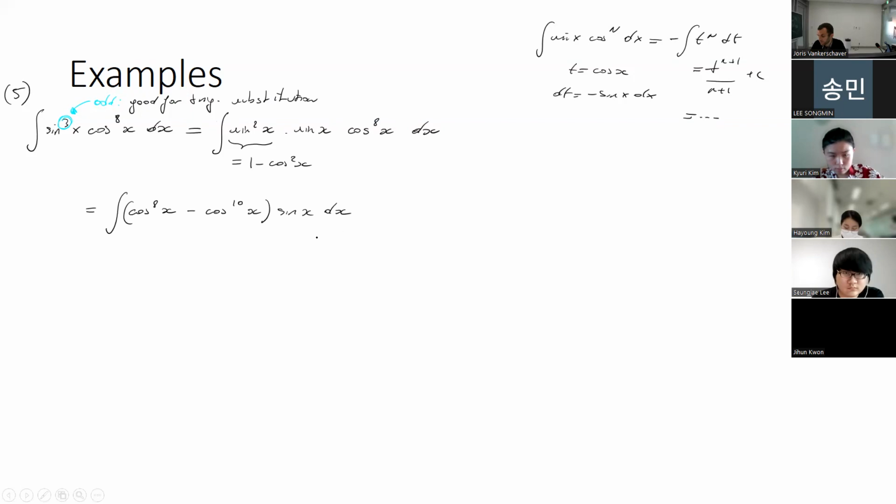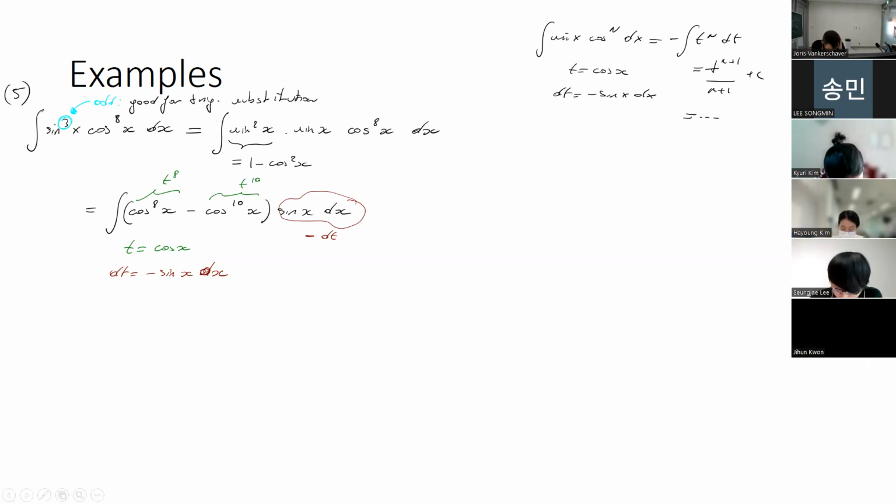And now I'm going to use my trigonometric substitution. I'm going to call cosine x t, and then dt is minus sine x dx. And so that works out nicely, because now I see I have a minus dt here, and I have a t to the power 8 here, and a t to the power 10 here.